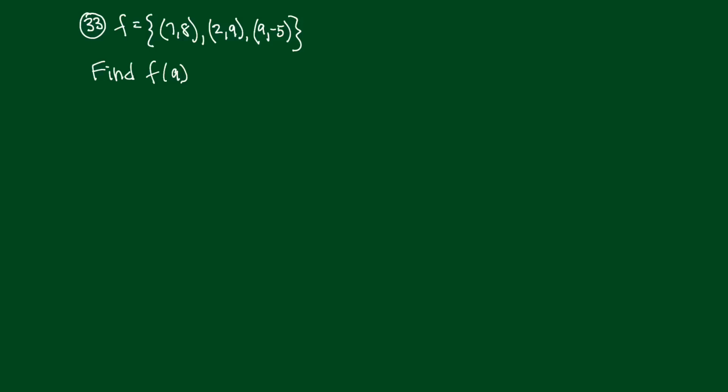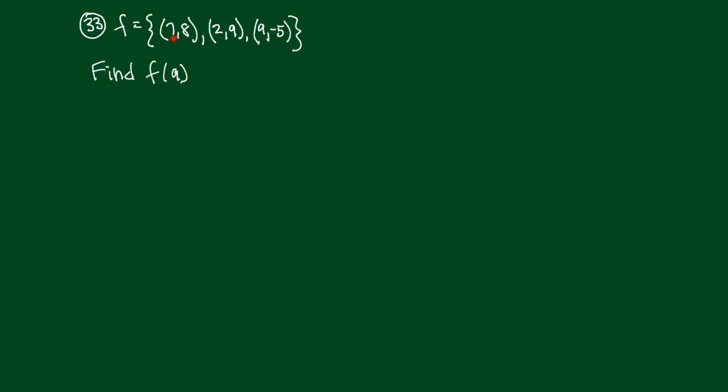Now, to read this, the inputs are the first elements, right? They come from the domain, the first elements. So the domain here is 7, 2, and 9. The range, second elements, 8, 9, negative 5. So if we put in a 9, now that comes from the set of first elements, right? The domain. So pick a domain number. We're going to pick 9.